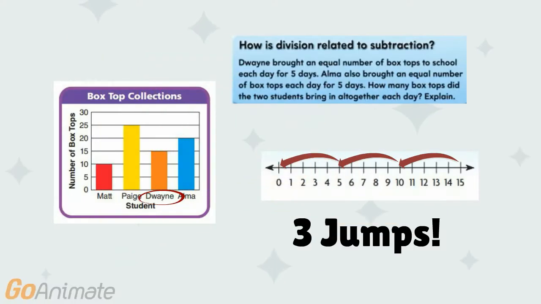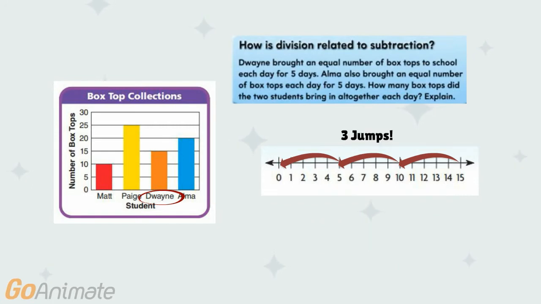And what does that mean? It means that each jump represents how many he brought each day. So, he must have brought 3 each day for 5 days in order to get 15. And one way to think about this in a math way is that we can write it as a division sentence. We can say that 15 divided by 5 is equal to 3. So if we have 15 treats that are going to be brought in equal amounts for 5 days, then how much is that equal amount? It turns out it's 3.